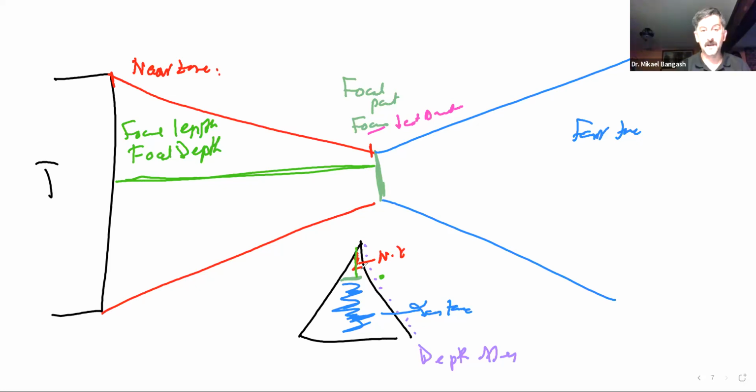So if you measure from here to here and say, what is the length of your near zone? Let's say it's 8 centimeters. That will also mean our focal length, our focal depth, is also going to be 8 centimeters, because at a depth of 8 centimeters, that's when the beam focuses.